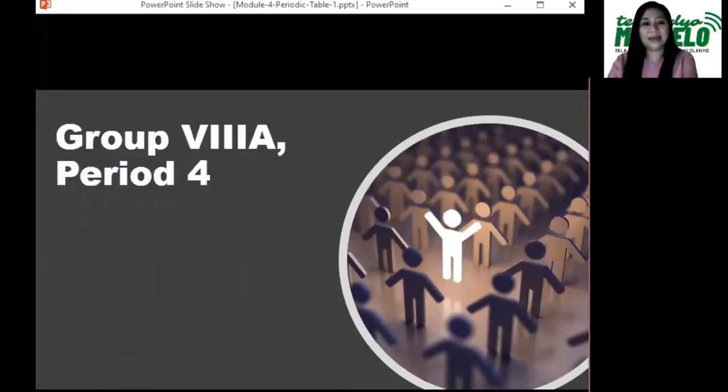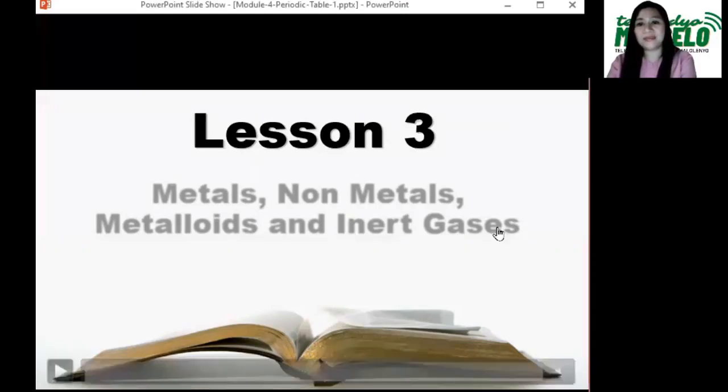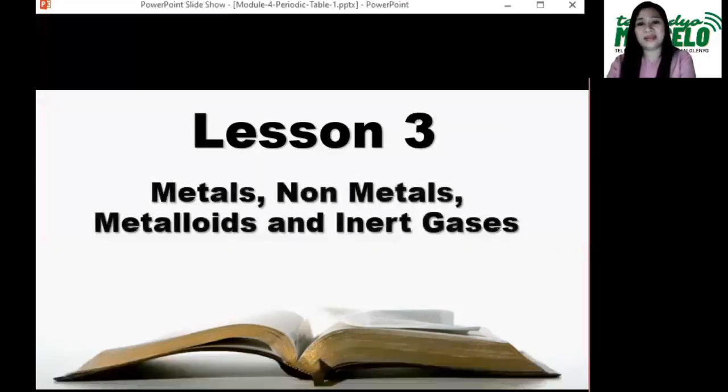Next, element group 8A and period 4. Type your answers on the comment box. Very good. The answer is krypton. Now that we have learned how the periodic table was developed and its different parts, let us now proceed to lesson 3, metals, nonmetals, metalloids, and inert gases.